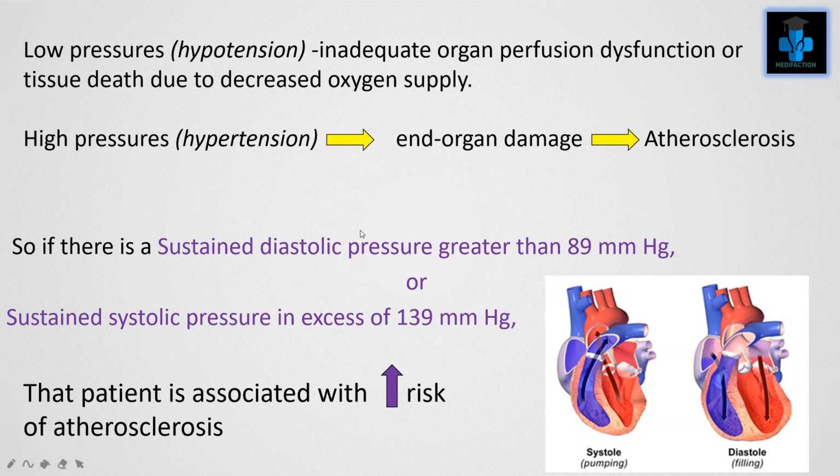And on the other side, we have a high pressure condition known as hypertension, which results in end organ damage and finally atherosclerosis. So, if there is a sustained diastolic pressure greater than 89 millimeters of mercury or sustained systolic pressure in excess of 139 millimeters of mercury, the patient is at high risk of atherosclerosis.